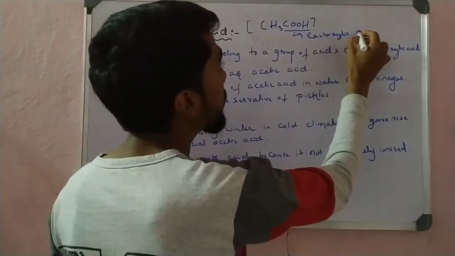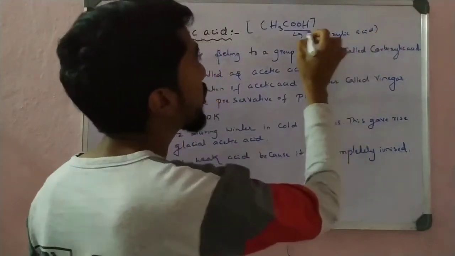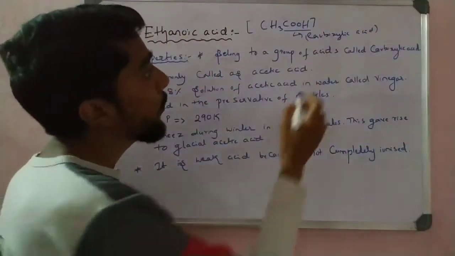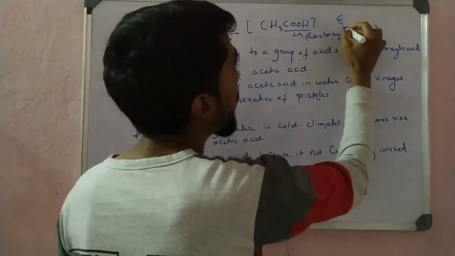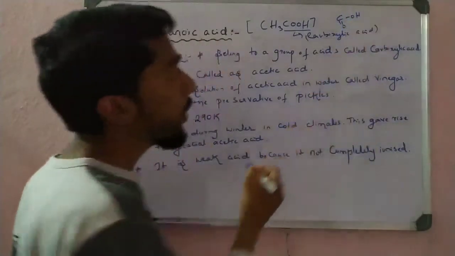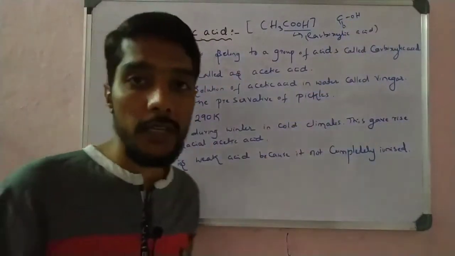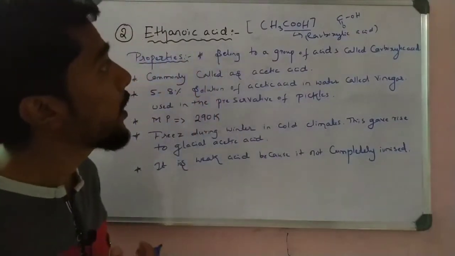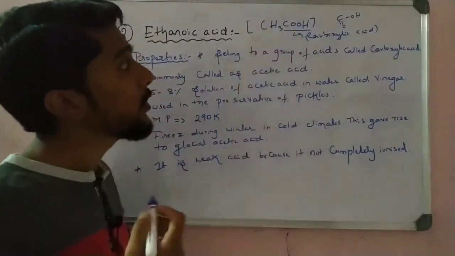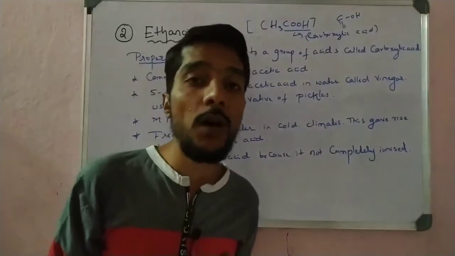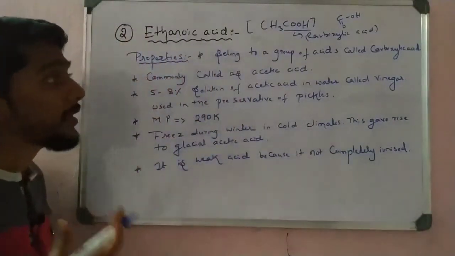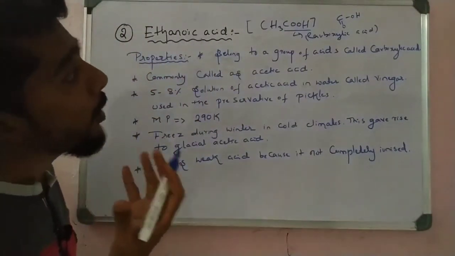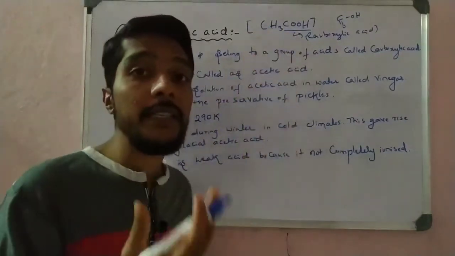Carboxylic acid functional group. The functional group COOH, we write in the form like that, C double bond OOH. So this is the functional group of carboxylic acid. So that is CH3COOH. Okay, this is the ethanoic acid, right? And this is commonly also called acetic acid, right?